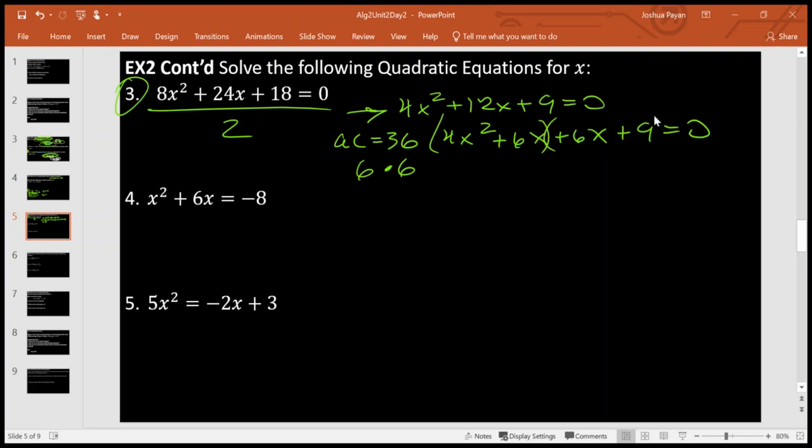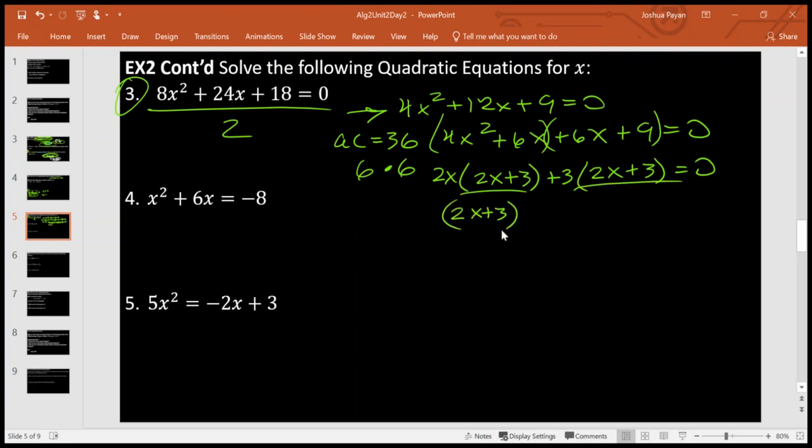Group and factor. On the left, we're going to factor out a 2x, which leaves me with 2x plus 3. On the right, I'm going to be able to factor out a plus 3, leaving me also with 2x plus 3. Then we're going to have something pretty interesting happen. We see the GCF between these two is 2x plus 3, leaving us, again, with 2x plus 3.